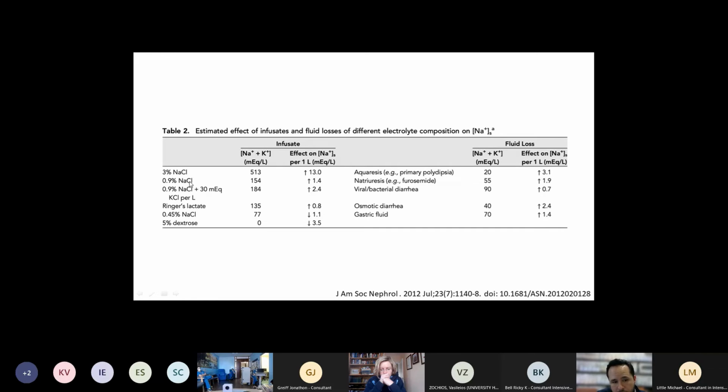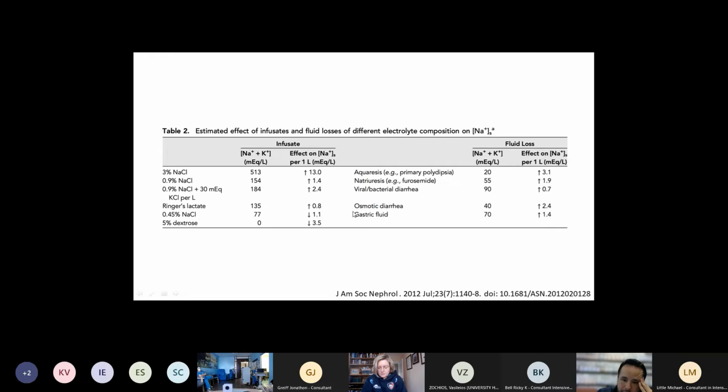A patient who receives sodium chloride 0.9%, a whole bag may increase the sodium 1.4. A patient who receives 5% dextrose is going to drop the sodium 3.5. Whereas if we go for the other side, if a patient presents fluid loss, for example, a patient with primary polydipsia and diluted urine, if the patient begins to pass urine, for every liter of urine they pass, the sodium is going to increase 3.1. This is when we restrict them from water.